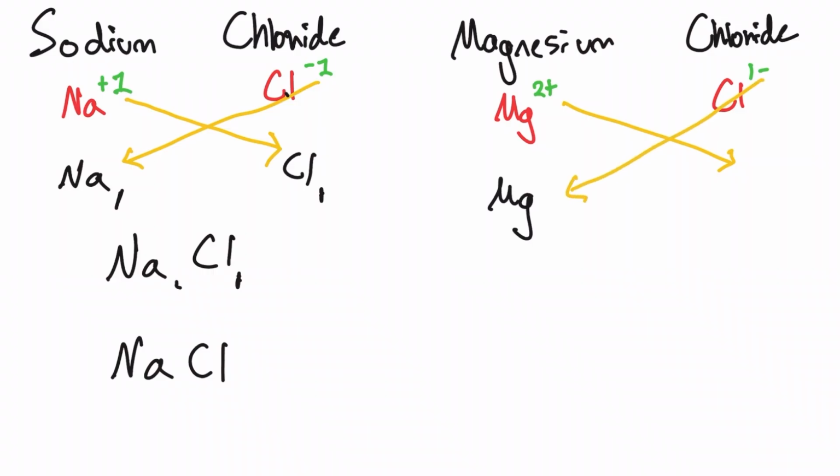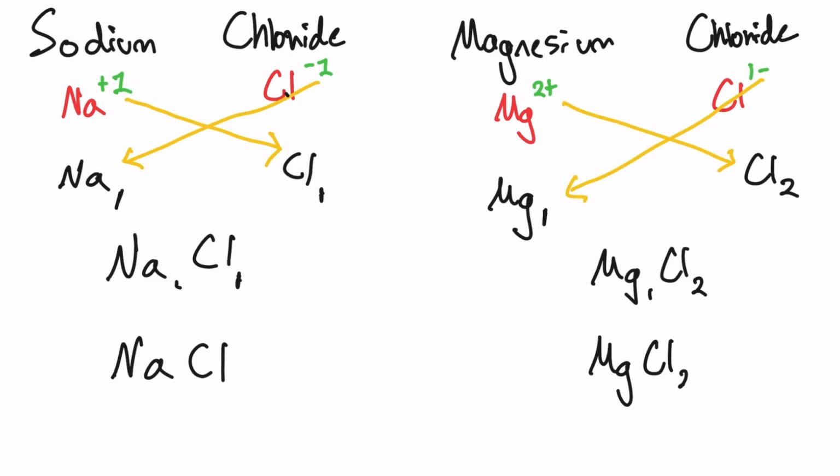Doing so, we find that magnesium will have a subscript of 1. Chlorine will have a subscript of 2. Combining this, we have Mg1Cl2. And again, a 1 is always redundant. You really shouldn't be writing that, so we can just have it as MgCl2. This is the chemical formula for magnesium chloride.